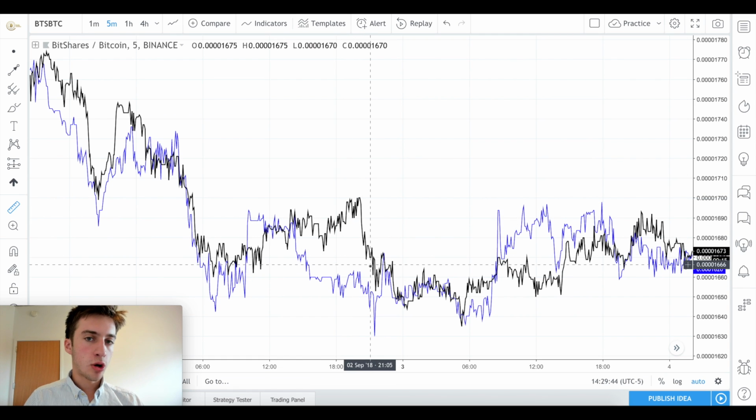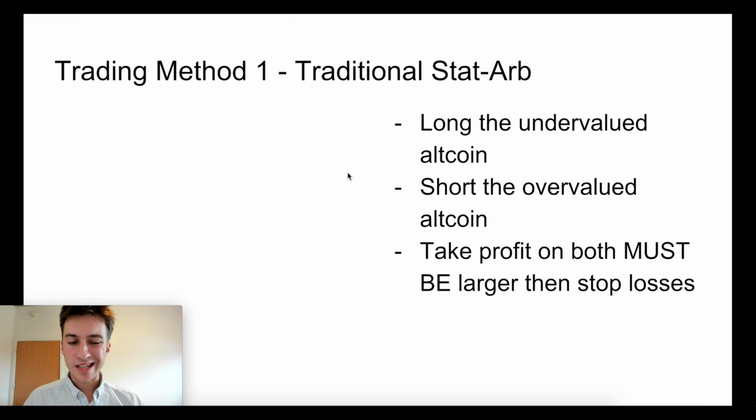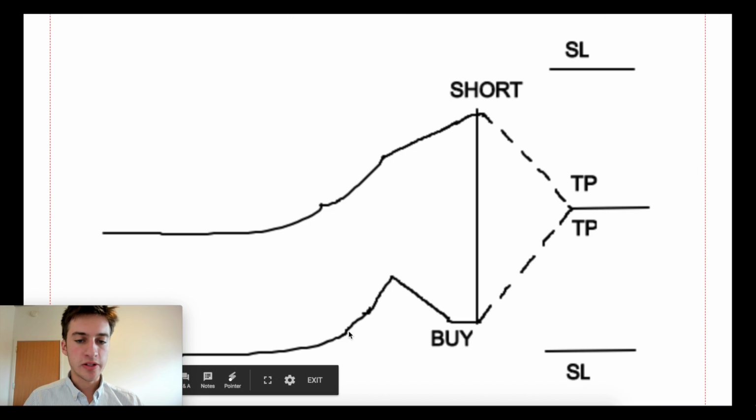What you could do here is buy this coin and short this coin. And when you do that, you're hoping that the take profit that you set for one coin is going to be greater than the stop loss of the other coin. And I'm going to be showing you guys exactly what I mean by that. Take profits must be larger than the stop losses with this model here. So this is something that I drew that I think is going to be helpful to look at.